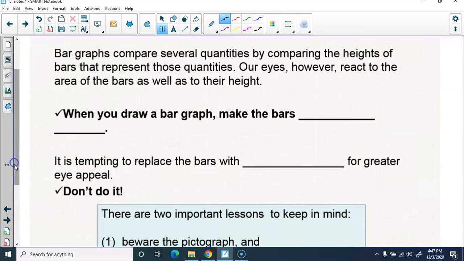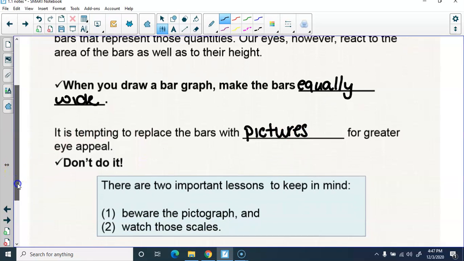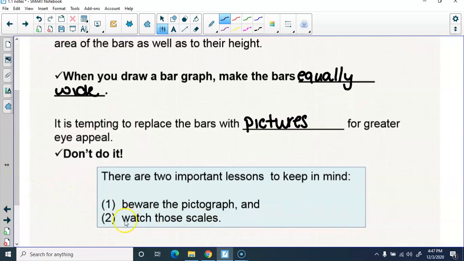So some good things to do when you are making one of these graphs. When you do a bar graph, make sure that the bars are equally wide. It's sometimes tempting to replace the bars with pictures, but don't do that. Pictographs are very deceiving. So beware of the pictograph. Make sure your scale is consistent and the width of each of your bars is consistent.